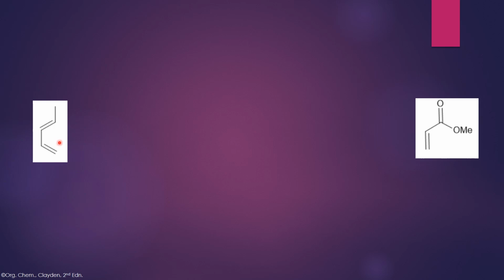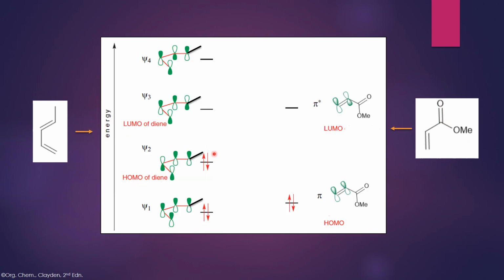Now here we can see a substituted diene. That is, the diene is substituted by an alkyl group, an electron releasing group, and the alkene, ethene, is substituted with an electron withdrawing group. Here it is conjugated to an ester, and we are now seeing what happens to the molecular orbital diagram when the diene and the dienophile are substituted with an electron releasing group and an electron withdrawing group respectively.